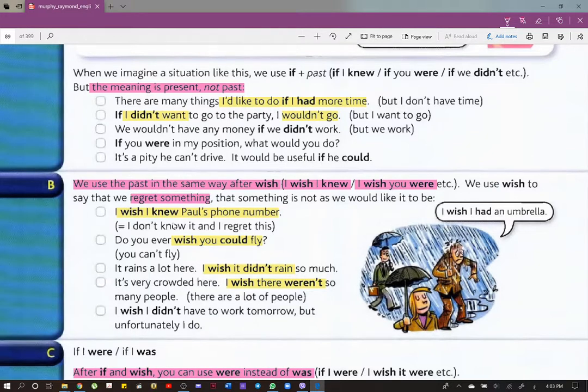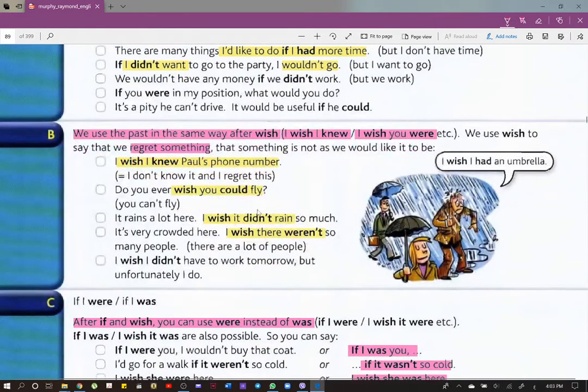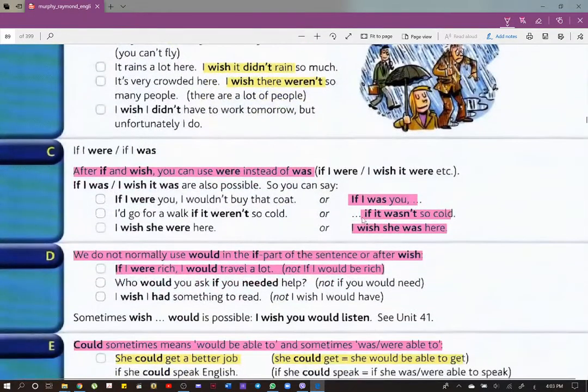Now we say, I wish I knew Paul's phone number. I don't know it and I regret this. Or you say, do you ever wish you could fly? Of course, we can use could after wish as well to express regret. And also you use didn't, use weren't, okay? In all cases, we are using the past in order to express regret after wish. Now, in C here, D and E, there are some exceptions.